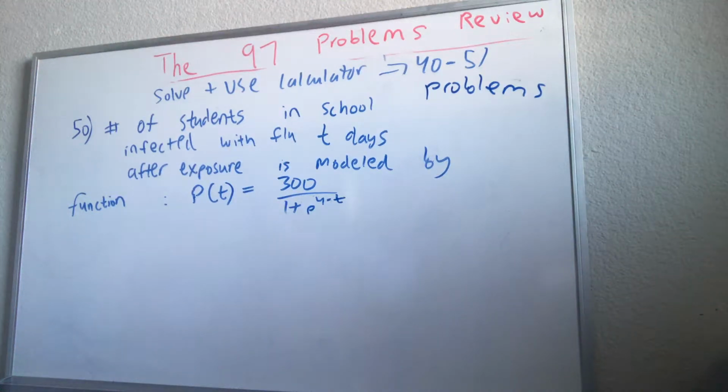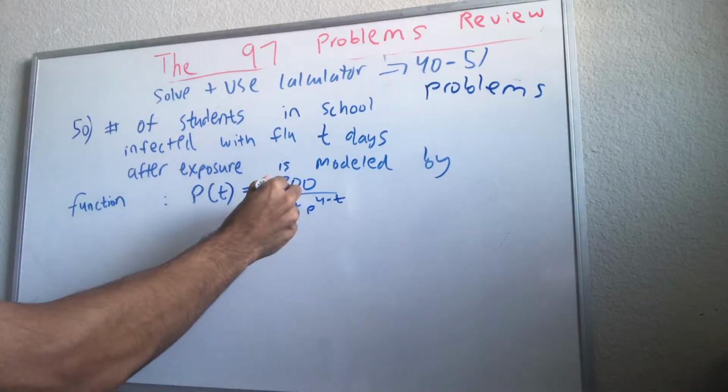So this is problem number 50. It states that the number of students in the school infected with flu t days after exposure is modeled by the following function. P of t is equal to 300 all divided by 1 plus e to the power of 4 minus t. So this is a function we have.